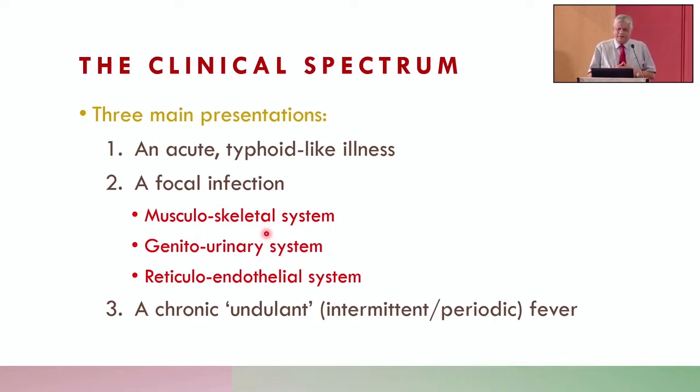Even before the bacterium was discovered, it used to be called undulant fever, which basically means that the chronic fever is an intermittent, periodic fever. So the patient has fever for about 2 weeks or so, and then the fever settles down, and they are okay for about a week, and then they get the fever again. So that's called an undulant fever. That's the typical presentation, but of course it doesn't always have to be. So they are the three main categories of clinical presentations: an acute typhoid-like illness, a fever with focal infection, and a chronic fever, which might be undulant or periodic.